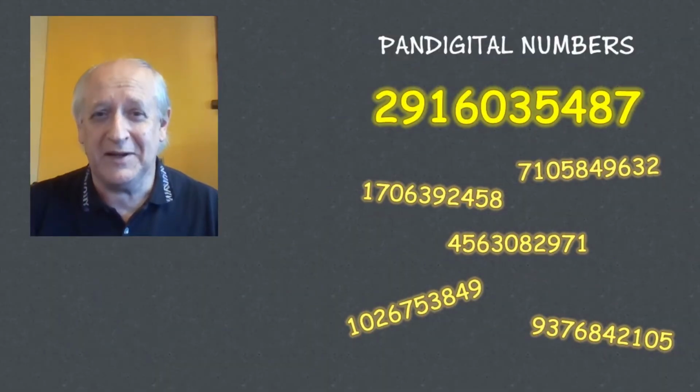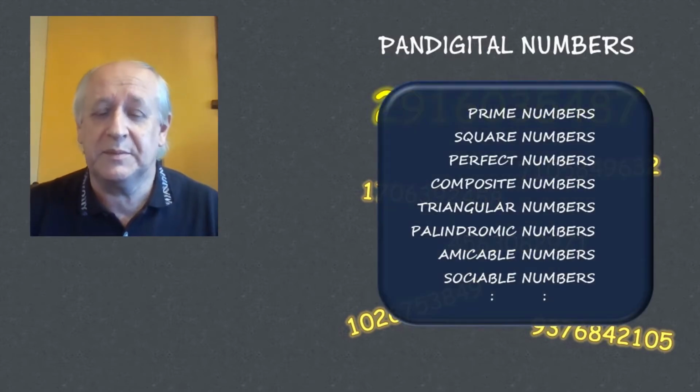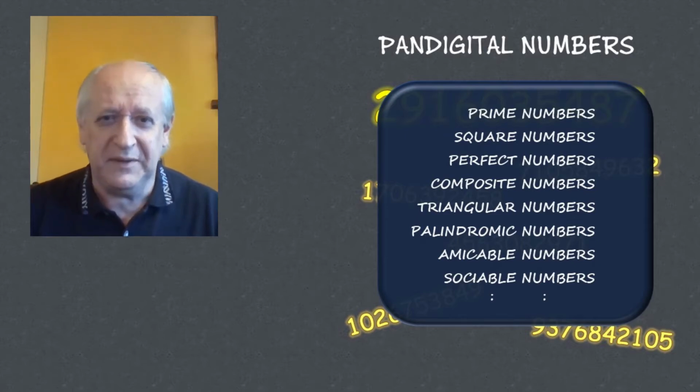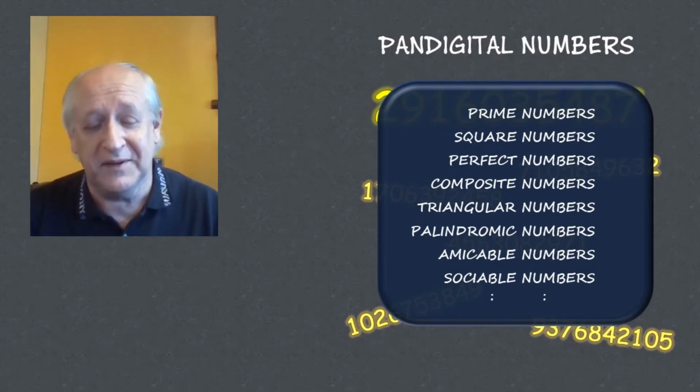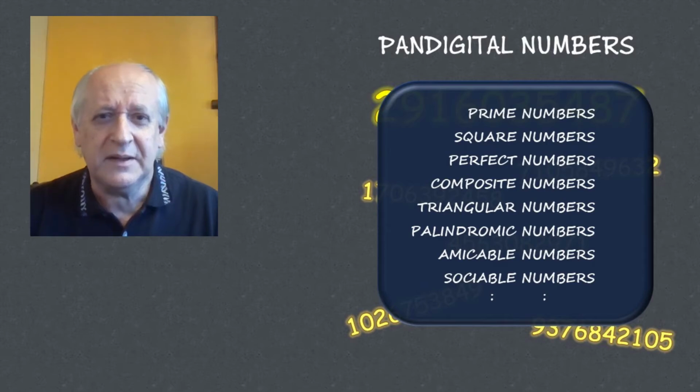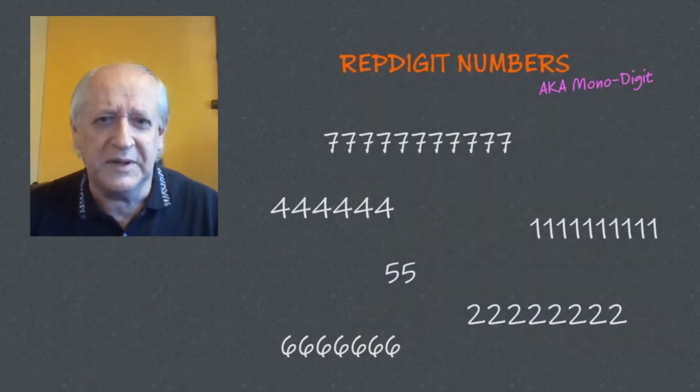Hi all, I'm Pandigital, and if you didn't already know, I'm a big fan of Pandigital Numbers. But numbers come in all shapes and sizes, of course, prime numbers and square numbers and so on. And over the years, I've had a bit of fun looking for ways to link them to my favourites, the Pandigital numbers. Take, for example, the RepDigit, or monodigit numbers as they're sometimes called.